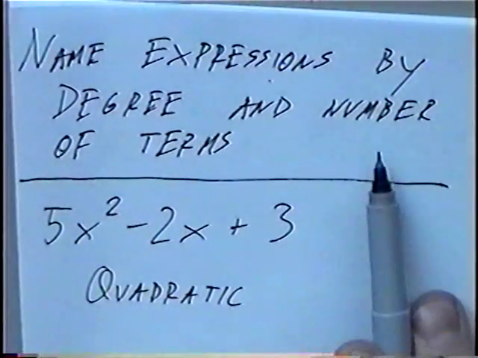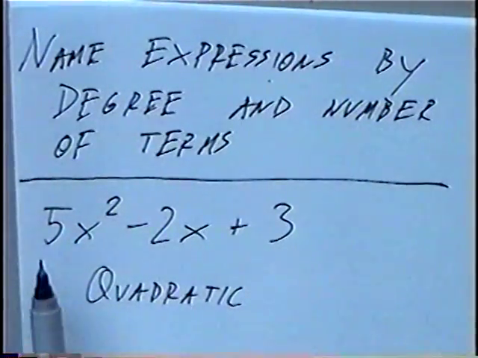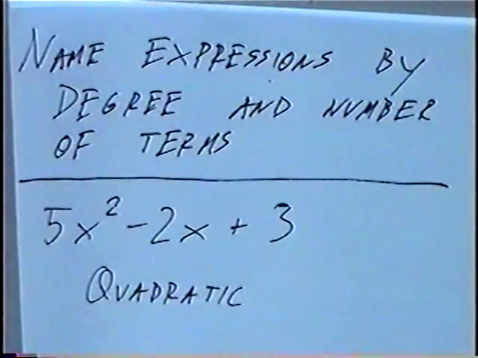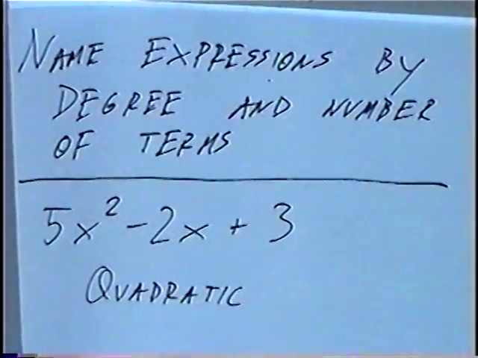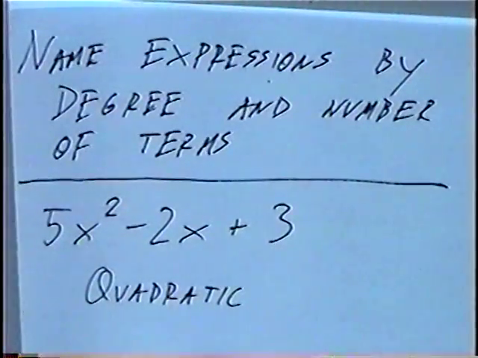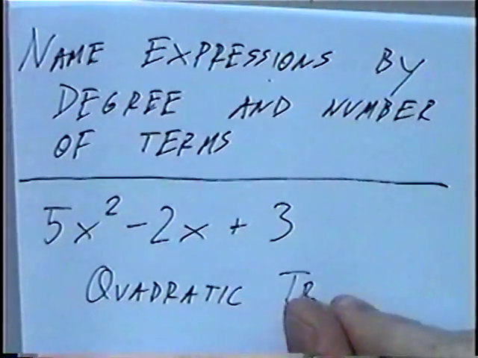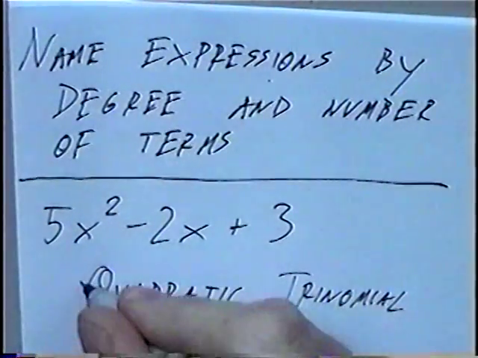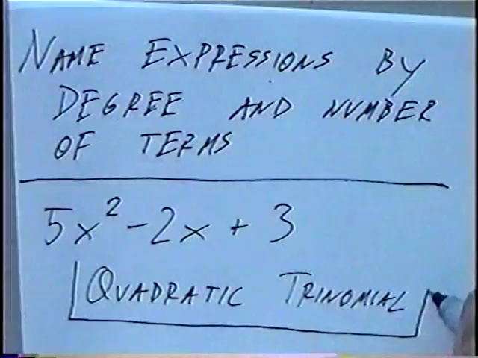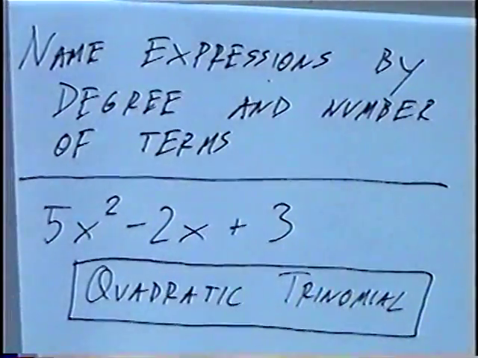Also classifying by the number of terms, each term is also separated by a plus or minus sign. So looking at this expression, we have 3 terms, and looking at the table, if we have 3 terms, it is a trinomial. So this expression, when classified, would be a quadratic trinomial.